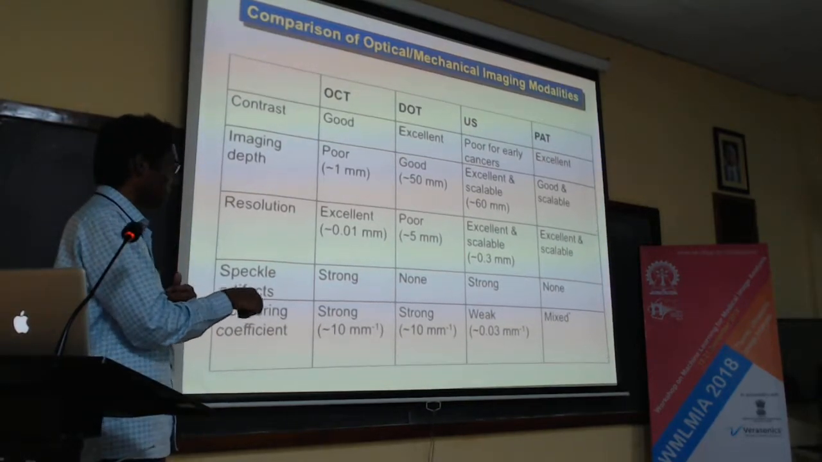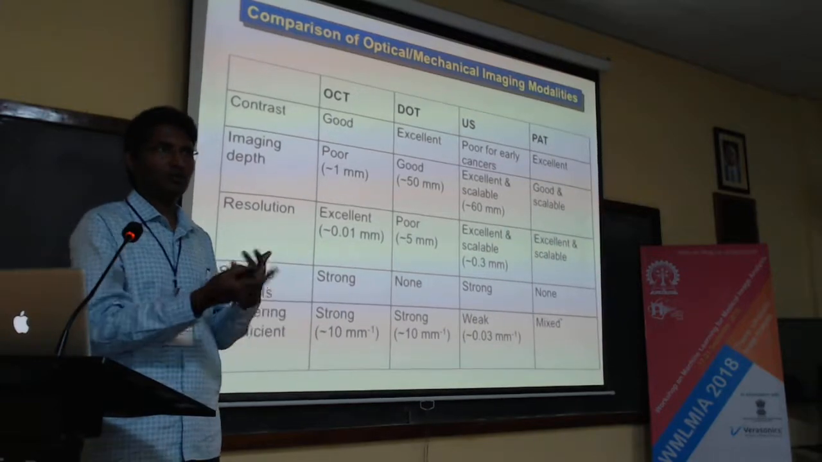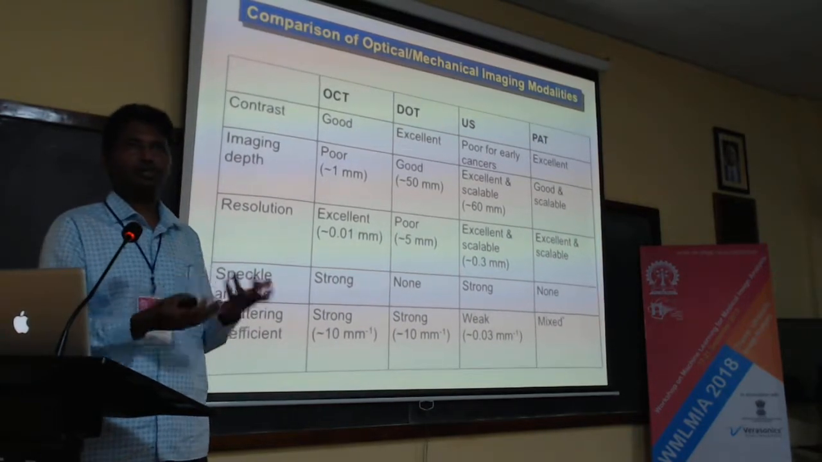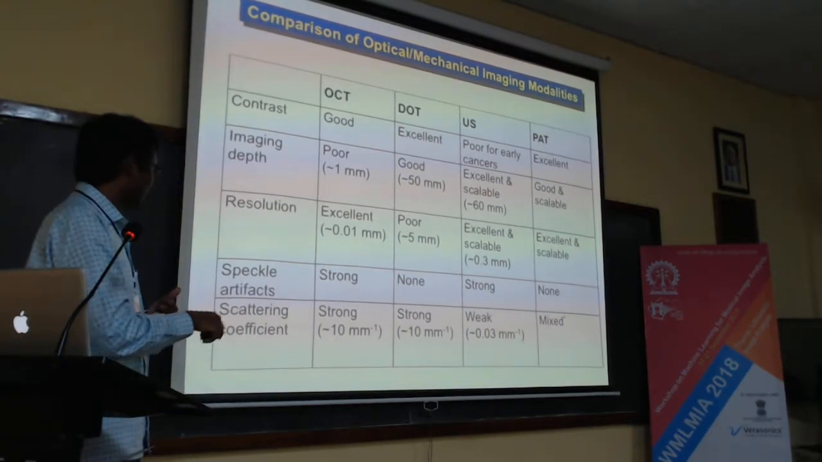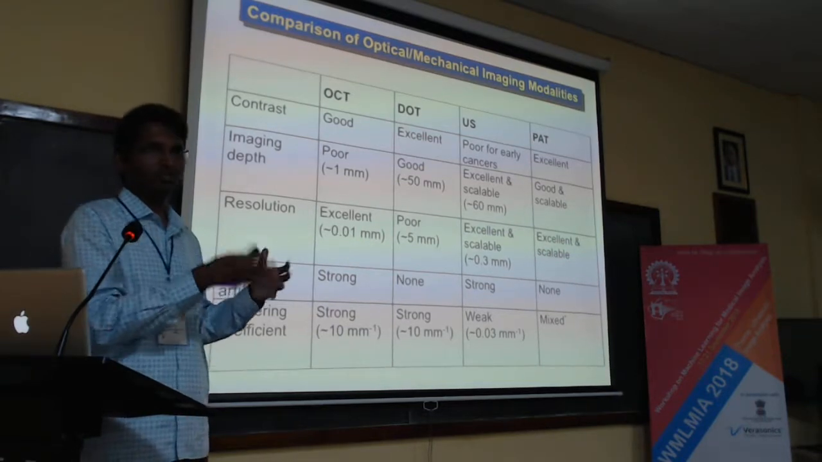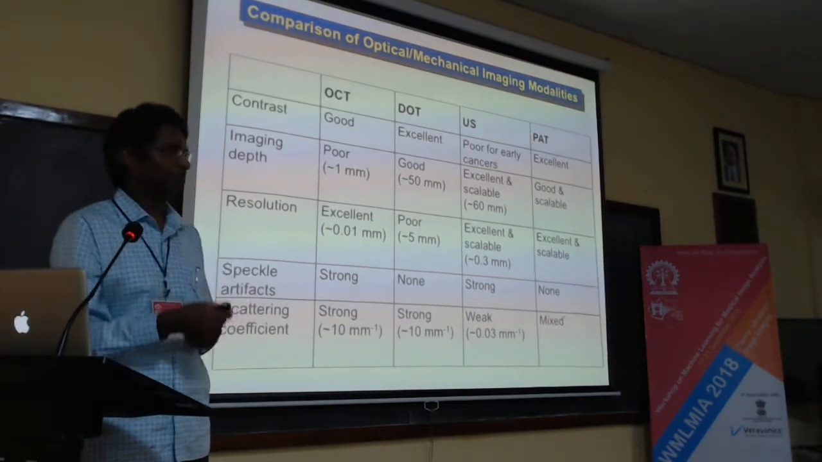There are strong spectral artifacts, like in ultrasound. Ultrasound also has spectral artifacts, and OCT also has these artifacts. The scattering coefficient is quite strong, and because of that you have speckle coming up most of the time.